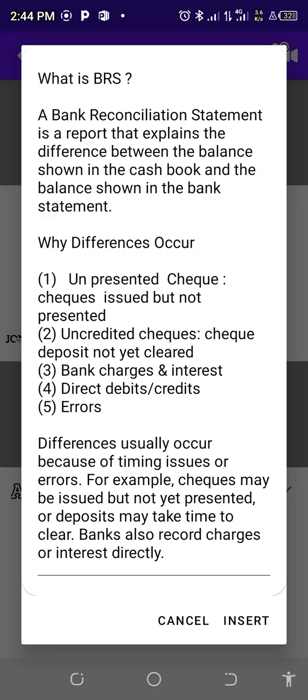What are unpresented cheques? What are the examples? What are the uncredited cheques? What are the examples? When we say bank charges, how do they look? When we say direct debit and direct credit, what are they? And when we mean bank error, what comprises these bank errors? That's what we are going to look at next.